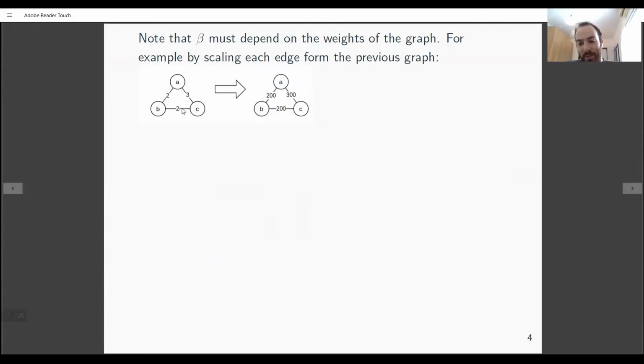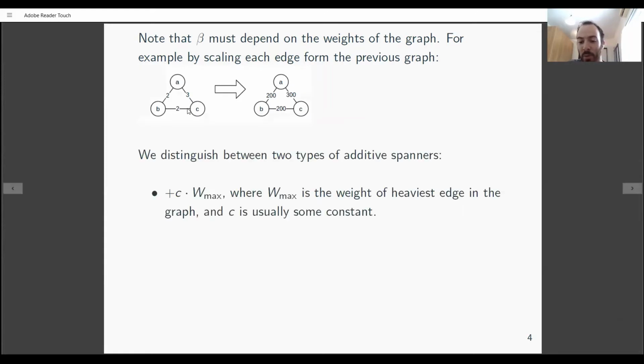As you might have suspected right now, since our setting is weighted, β must depend on the weights. For example, if we scale each edge by 100 from the previous graph, we get that by removing BC, we will get a +300 spanner. To tackle this, in weighted graphs, we distinguish between two types of additive spanners. The first one is the more intuitive one, which is denoted by +C·W_max, where W_max is the weight of the heaviest edge in the whole graph, and C is usually some constant.